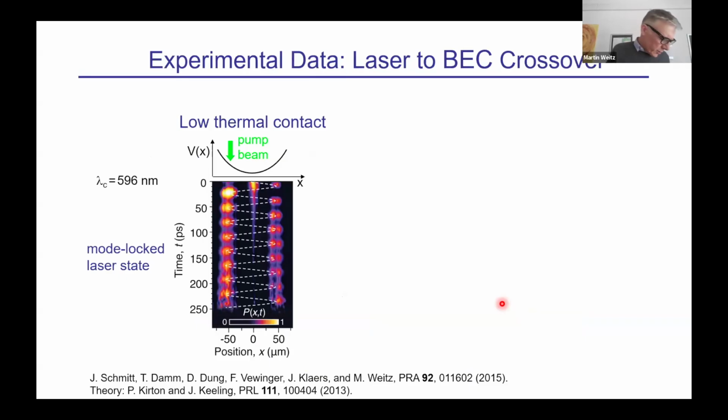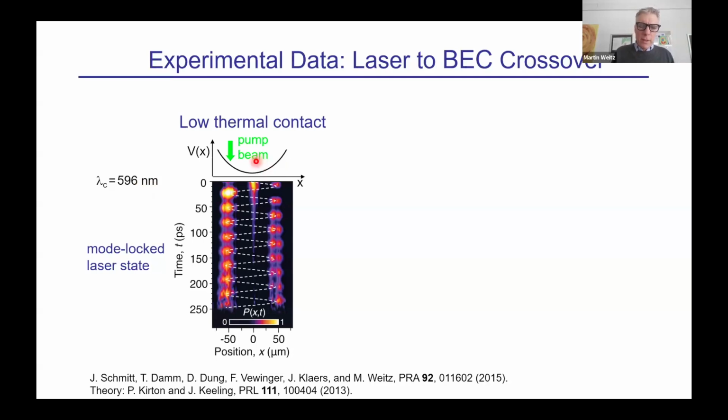Okay, we of course wanted to look experimentally whether we can see such a crossover from lasing to Bose-Einstein condensation. This is now corresponding experimental streak camera data. First, for low thermal contact, that means in a regime where we do not have thermalization, or almost no thermalization, to achieve that, we put the cavity cutoff to 596 nanometer, which is relatively far away from the absorption maximum of the dye, so that we almost do not have absorption and re-emission events.